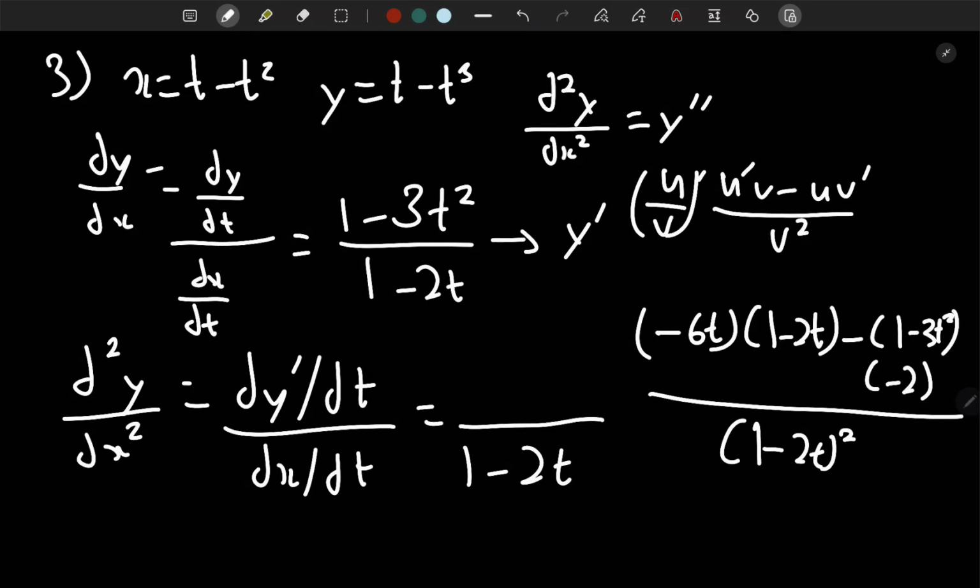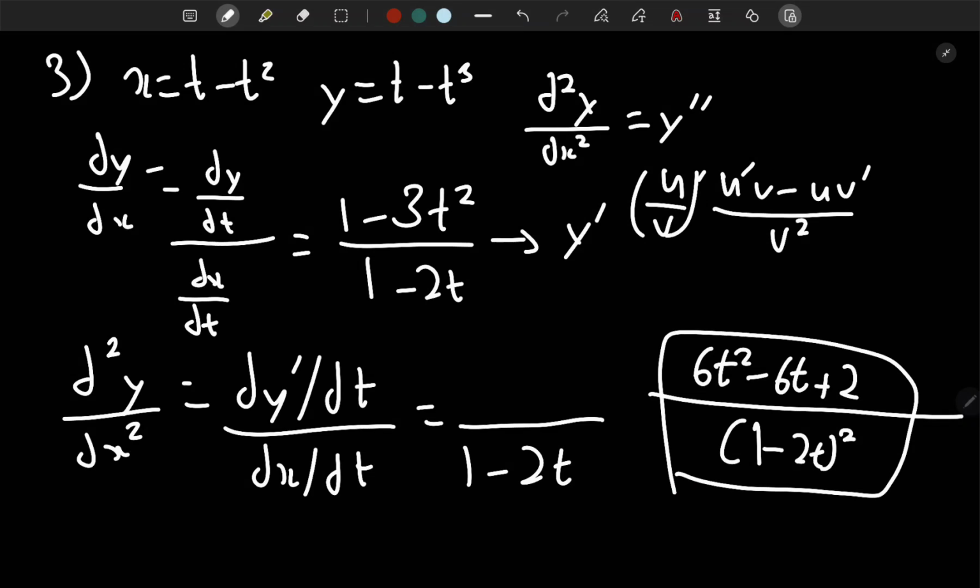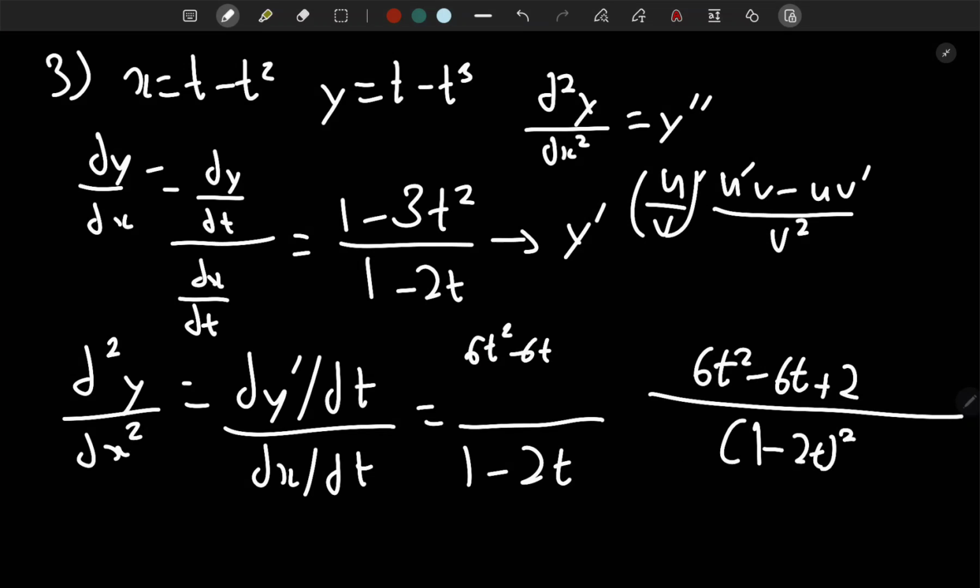Now let's simplify this, and you will get the numerator as 6t squared minus 6t plus 2, which is simplification, by the way. So now this is our numerator over here, so let's just write it over there. It's going to give us 6t squared minus 6t plus 2 over 1 minus 2t squared. And let's simplify this now.